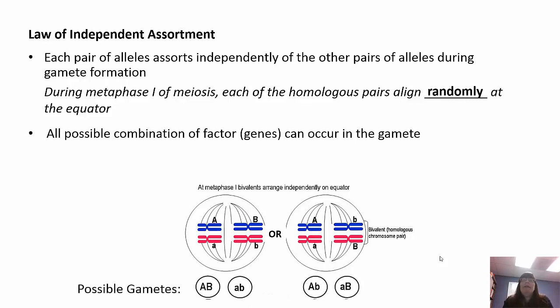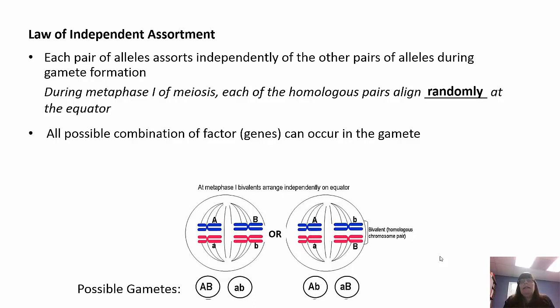So the law of independent assortment is another law that he had. Basically, it says that each pair of alleles assorts independently of the others during gamete formation. So during metaphase 1 of meiosis, each homologous pair is going to align randomly at the equator. So all possible combinations of genes can occur in a gamete.